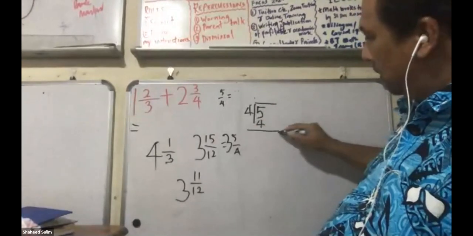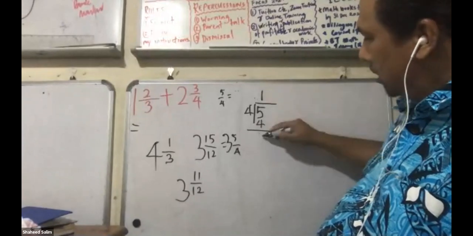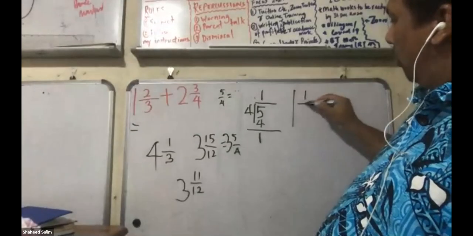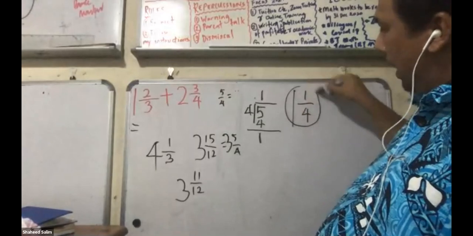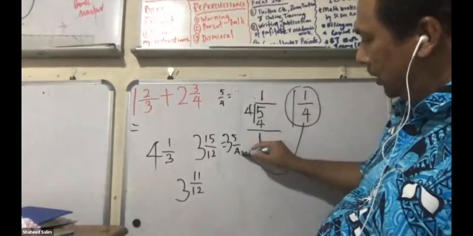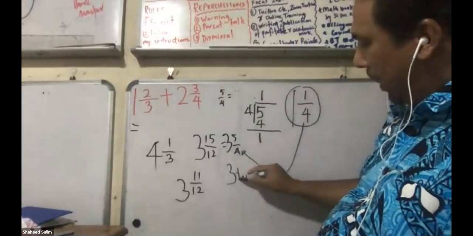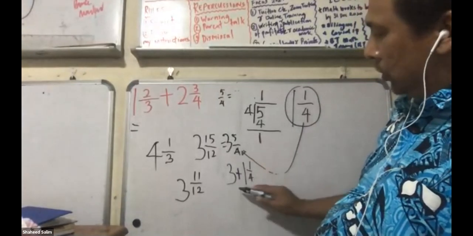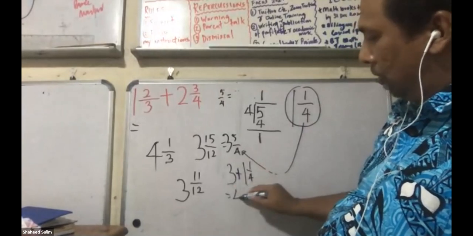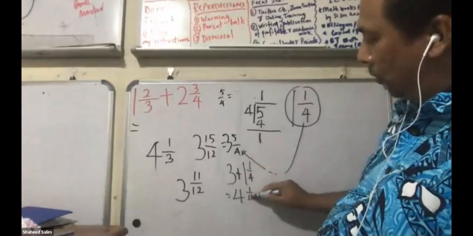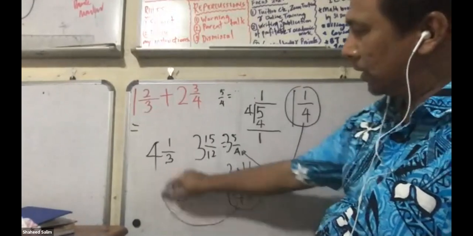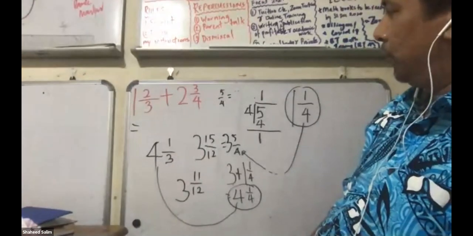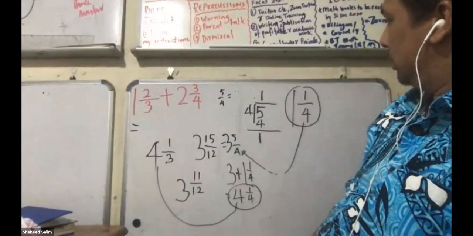You see? Can you see that? As a remainder. So down here is 1 whole, 1 remainder over 4. So now this one I change to 3 whole plus not 5 out of 4 but 1, 1 over 4. So 3 plus 1 is 4. 4, 1 whole and 1 over 4, which is the same as this. 4, 1, 4 is not the same.